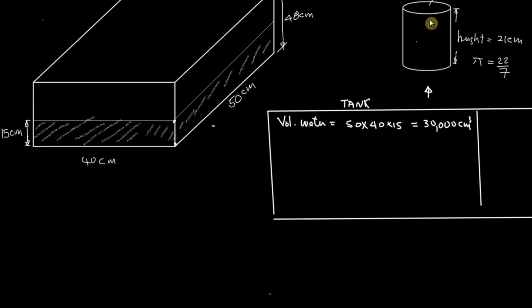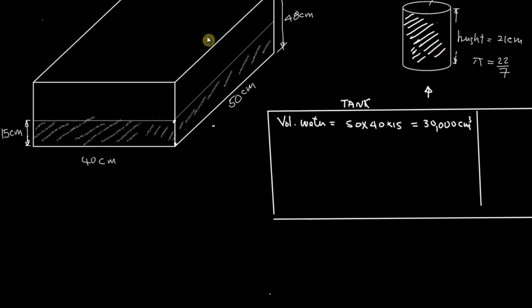Now we're told that the cylindrical vessel, which is this one across here, is filled with water, and that water is emptied out into this tank. So what we're asked to find is the new volume of water in the tank. Naturally, the volume of water in the tank would be the volume that is already in the tank plus the new volume that you have just poured in.